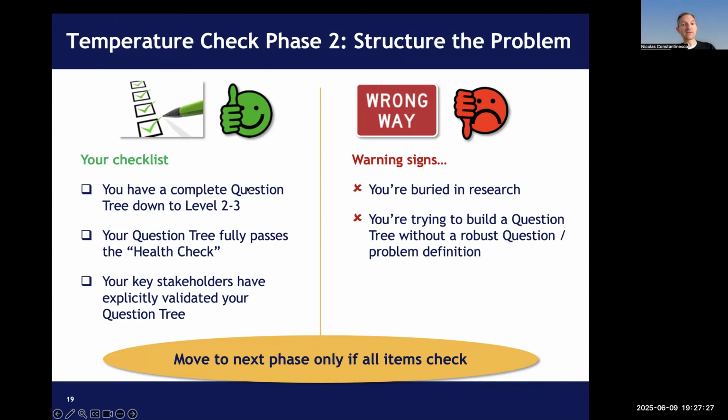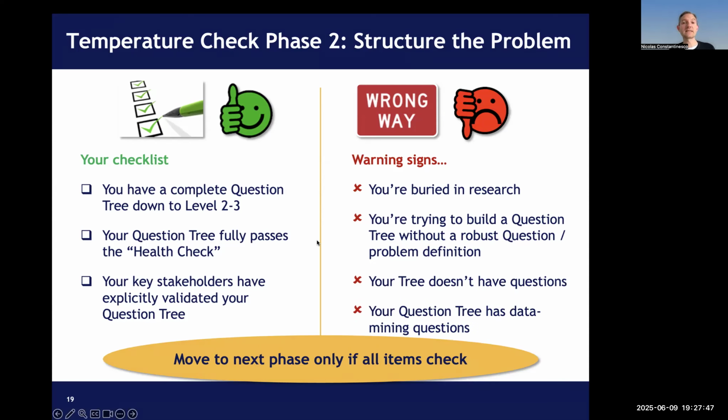Okay, another red flag. You're trying to build a question tree without a robust question or problem definition, right? So the question is mushy, it's unstable, it's vague. All this is not a good place to build a question tree on top of. Or your tree doesn't have questions, okay? Or it has data mining questions. We talked about that a lot in this section.